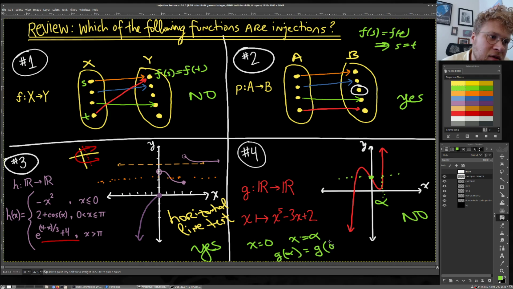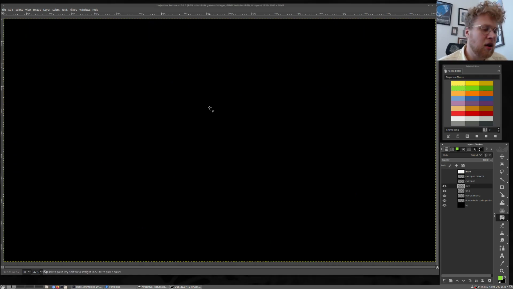g of 0, but alpha does not equal 0. So that would actually be a counterexample. We could explicitly give an example of when the definition of injectivity fails. Okay. So going on from there, let's do a formal proof.